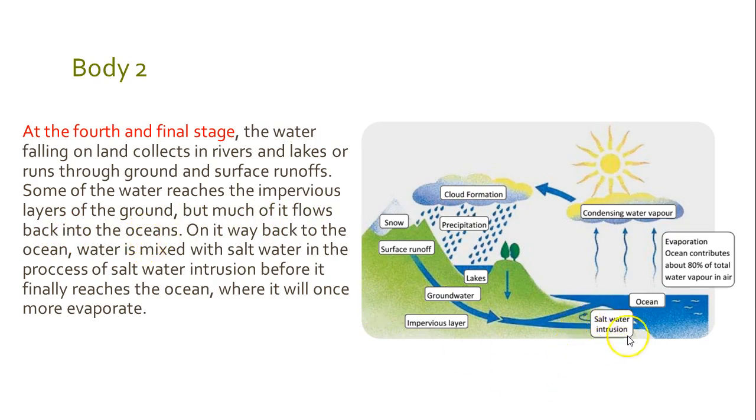Now, we're going to talk about this step here, because what happens to the water on its way back to the ocean? Some of it mixes up with salted water from the ocean. So on its way back to the ocean, water is mixed with salt water in the process of salt water intrusion before it finally reaches the ocean, where it will once more evaporate. Notice that this is an ongoing process. So because this is a continuous process, it doesn't end here.